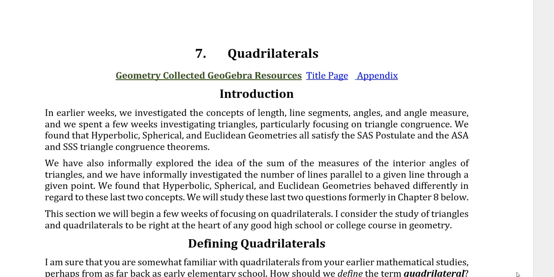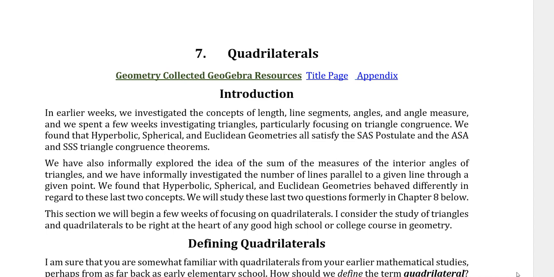This is Jack Jackson. In this video, we're going to start our playlist, actually the first of 3 playlists where we talk about quadrilaterals. Now, in our earlier weeks, in the earlier playlists, in my geometry section, we investigated the concept of length, line segments, angles, angle measure, and then we spent a few weeks investigating triangles, particularly focusing on triangle congruence. We found that hyperbolic, spherical, and Euclidean geometries all satisfied the side angle side SAS postulate, and also the angle side angle ASA and SSS side side side triangle congruence theorems.